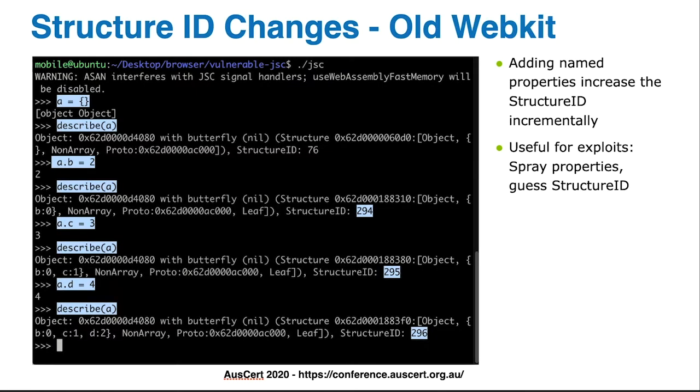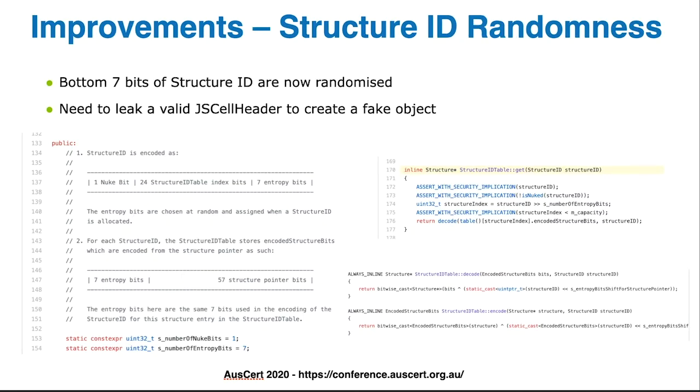So in the old WebKit, the structure ID used to be incremented by 1 whenever you add a new named property. And this was useful for several exploitations because you can just spray certain properties and then guess a valid structure ID. However, with the new WebKit, there has been structure ID randomness added to the WebKit, which means that the bottom 7 bits of the structure ID are now randomized. Now in order to create a valid fake object, you must leak a JSCell header using some kind of exploit primitive, and then use that to basically fake an object.